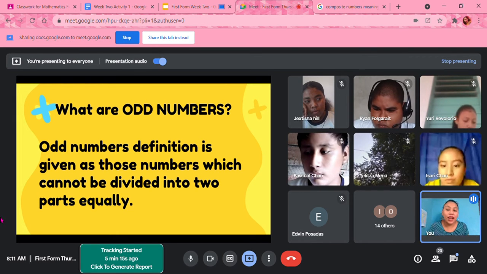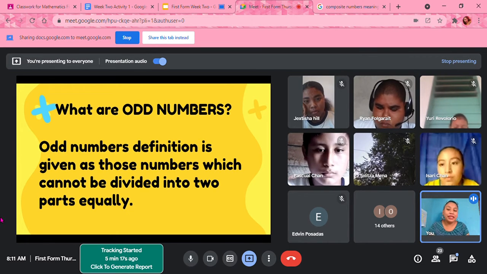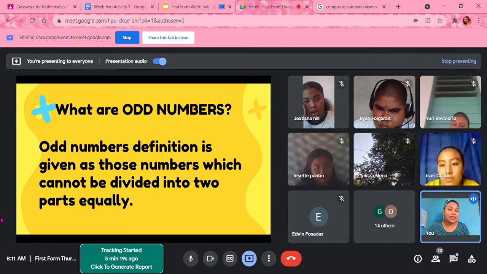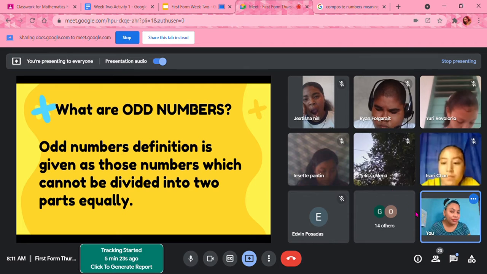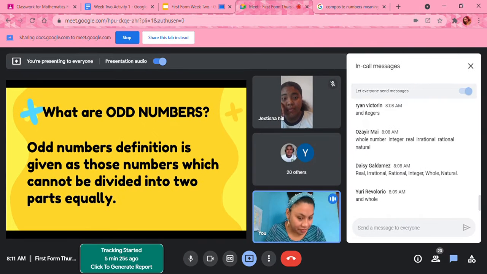So what is an odd number? An odd number is defined as those numbers that cannot be divided by 2. So any number, be it positive or negative, a positive number can be an odd number, and a negative number can also be an odd number.